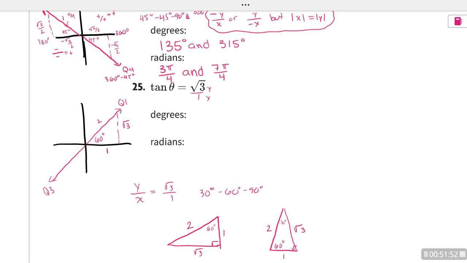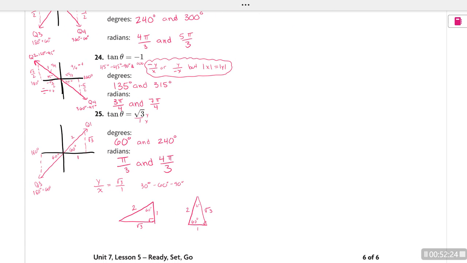Now I could have used square root 3 over 2 and 1/2. Those two would end up reducing. So that gives me a 60-degree angle, which means this also must be a 60-degree angle. Remember, we have 180 here, so we get 180 plus 60, which gives us 240. So in radians, that's pi over 3 and 4 pi over 3. And that is question 25.